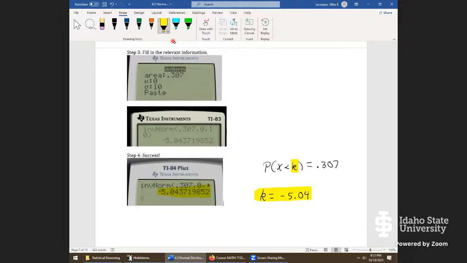That's kind of wild. This is probably the weirdest equation solving we've seen in this entire course. It's a k inside of a probability function. The calculator knows just how to invert that and solve for k. So k has to be negative 5.04. Any questions at all, folks, with these warm-up problems so far?